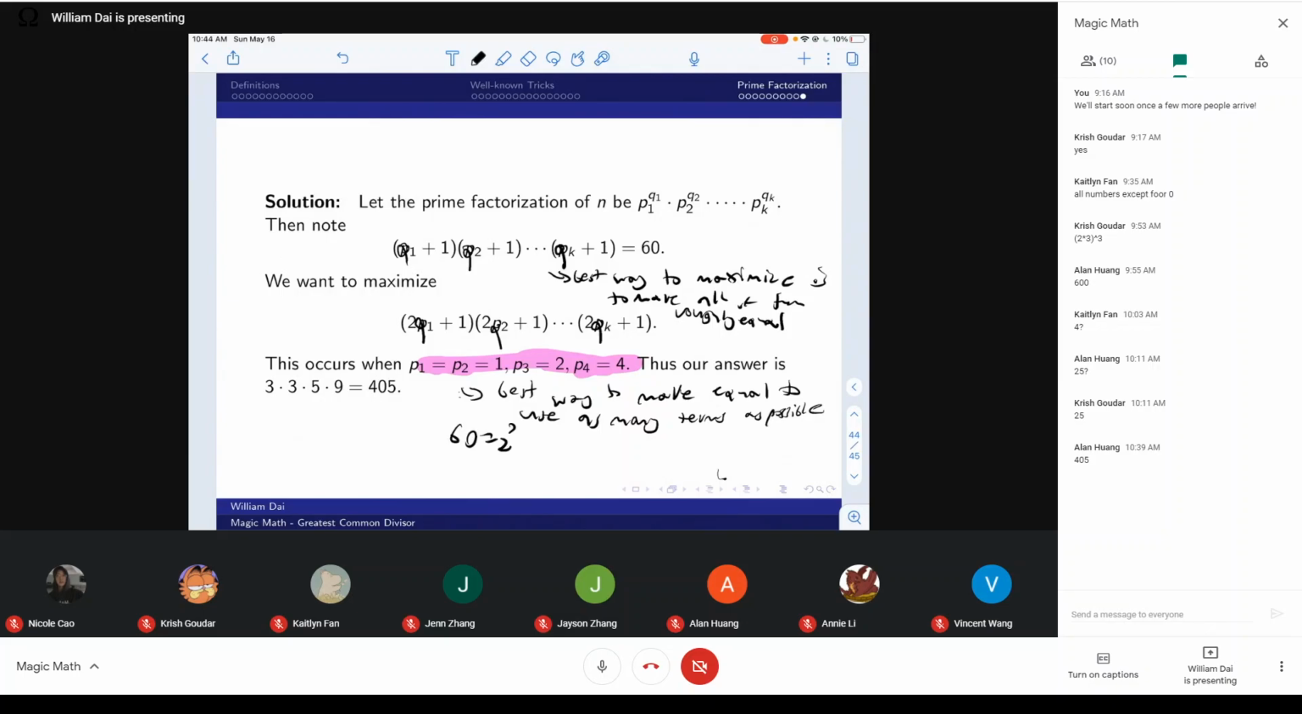And again, the prime factorization is this, and so this is going to be 1 plus 1, 1 plus 1, 2 plus 1, 4 plus 1, which is how we get Q1 equals 1, Q2 equals 1, Q3 equals 2, Q4 equals 4, and then we just plug this back in to get 3 times 3 times 5 times 9, which is 405.